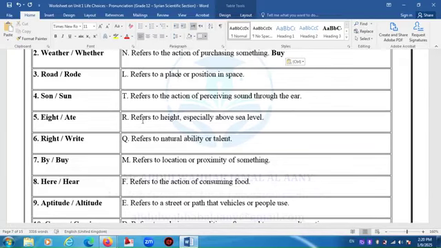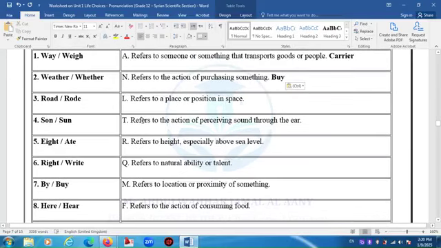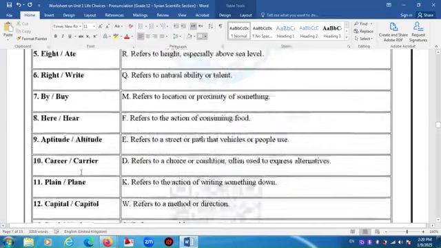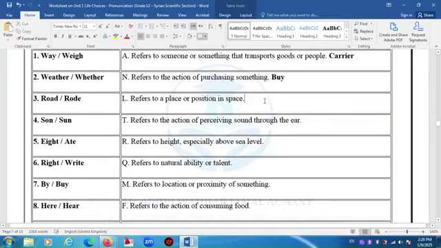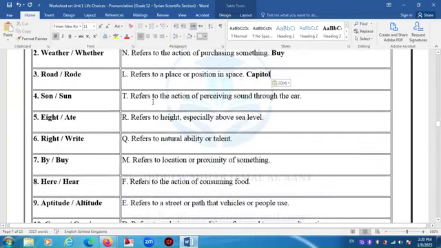In case you don't know the word, it is okay to leave it and solve what you know, and leave what you don't know till the end. Okay? So, refers to a place or a possession in a space. That's the capital. Again, if you don't know a word, it's okay to leave it and do what you know. And in the end, you will find the words which you don't know and you will put them.